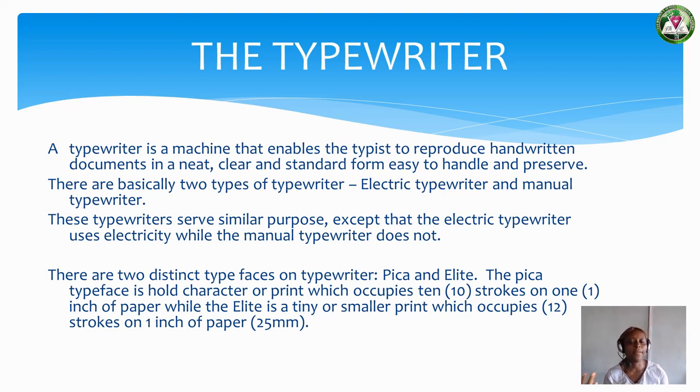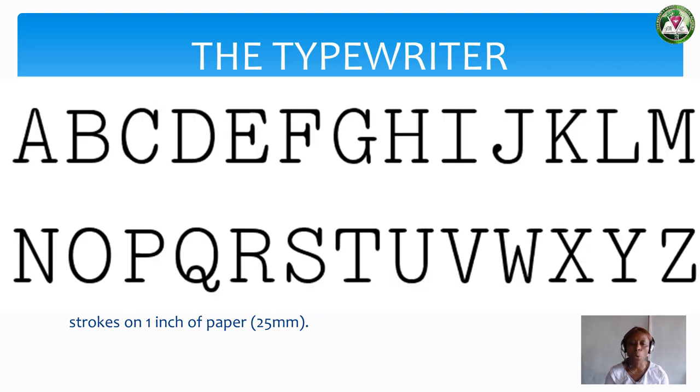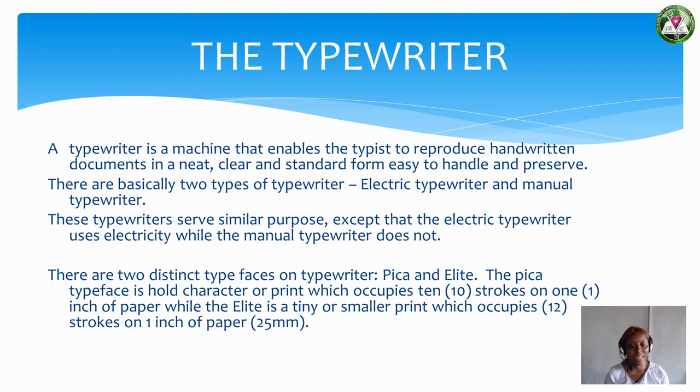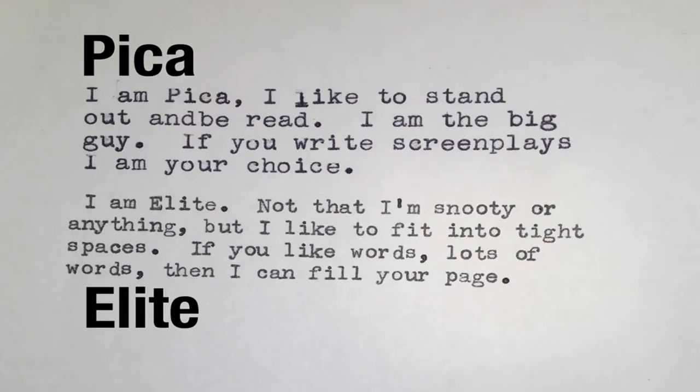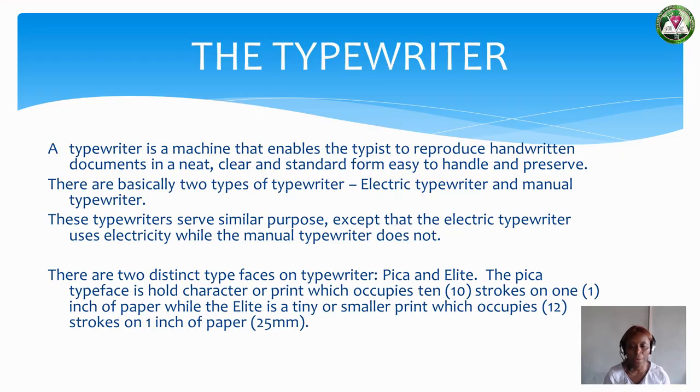There are two distinct typefaces on a typewriter. That is what we call font size in computer. So how the print looks, we have them that are very tiny. Basically we have two typefaces on the typewriter, the Pica and the Elite. The Pica typeface is bold character or print, which occupies 10 strokes on 1 inch of paper, while the Elite is a tiny or smaller print, which occupies 12 strokes on 1 inch of paper.